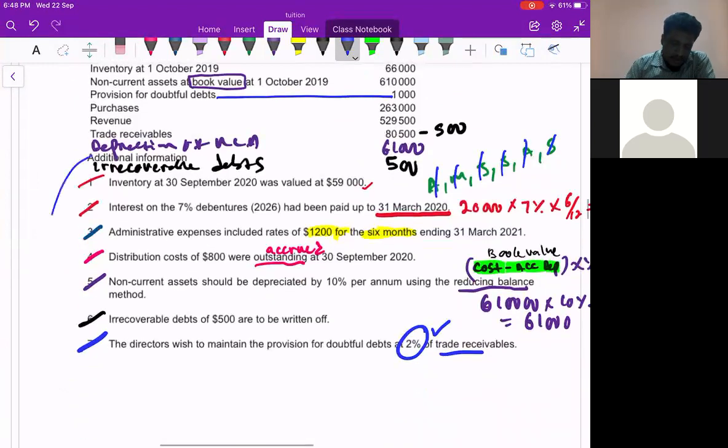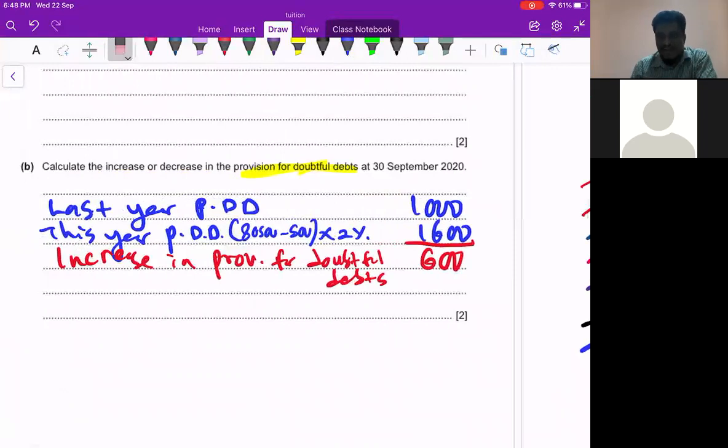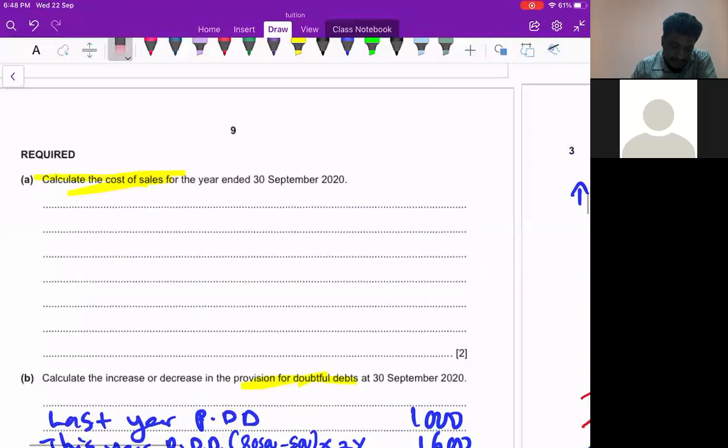Okay, yes, I'm done with all the additional information. Whenever I read the additional information, question B I also answered. Very good. So now I want to do question number A.